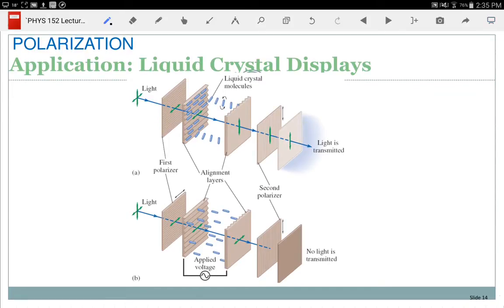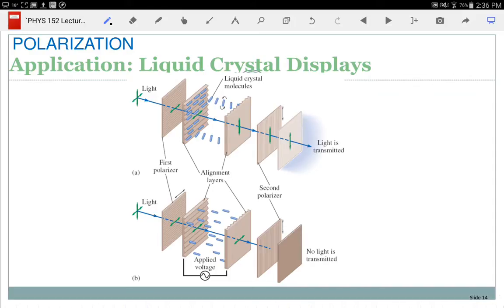This display right here is a liquid crystal display. A liquid crystal display runs on the principles of polarization. What's special about these liquid crystals? When you shine light through, the polarization of the light rotates based on the voltage you put across this liquid crystal material. So you can adjust the rotation of polarization by simply putting different voltages.